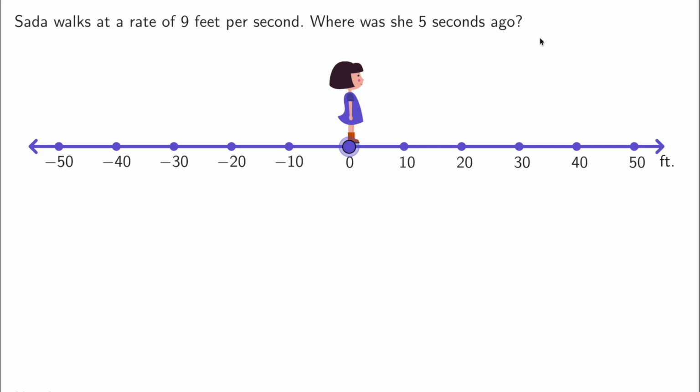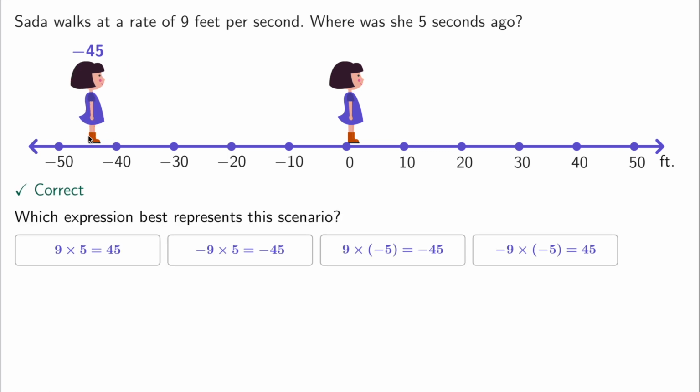So before 1 second, she will be at minus 9. 2 seconds earlier, she would be at minus 18. 3 seconds earlier, she would be at minus 27. 4 seconds earlier, minus 36. And 5 seconds earlier, yes, you are absolutely correct. She will be at minus 45. This is 5 seconds before. So I hope now you know which is the correct option.